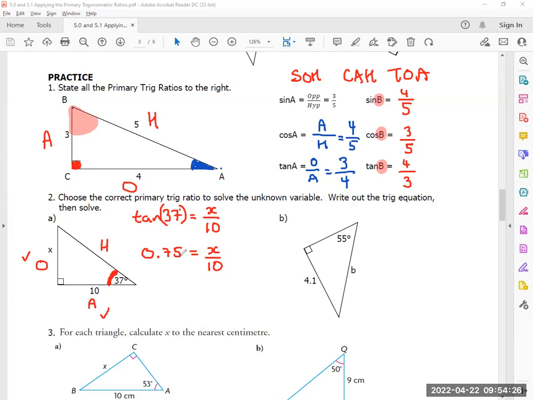No, pardon me? How did I get that? I actually plugged this part into the calculator. That's the only way we can do that.